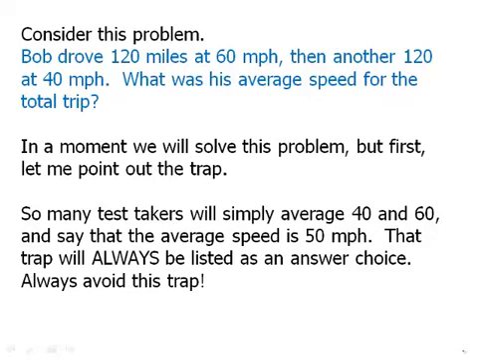That trap will always be listed as an answer choice. Avoid that trap. So 50 miles an hour is the wrong answer. It is not the answer to this question. But so many people fall into the trap. They average the two numbers and they think that's how you find the average velocity. And that is not how you do it.